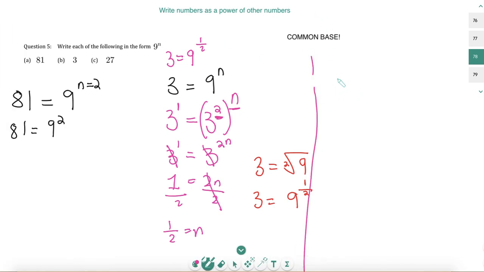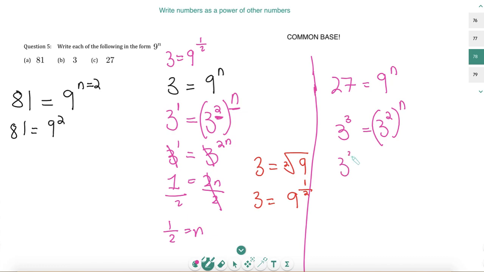Next problem, 27 is equal to 9 to the power of something. So 9 to the power of 1 is 9. 9 to the power of 2 is 81. How do we get to 27? Let's find a common base. So let's think of a number that powers to 27 and powers to 9. Well, this one, it's also 3. 3 to the power of 3 is 27. 9 is 3 to the power of 2. And this 9 is being powered by n, so we'll power this by n.